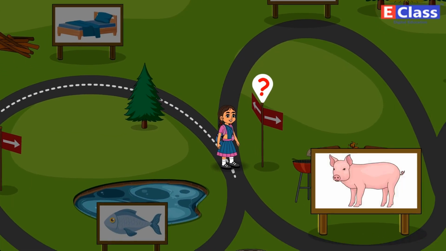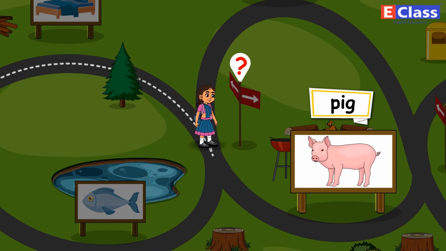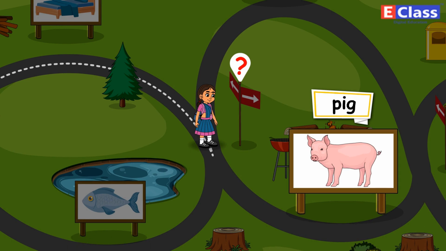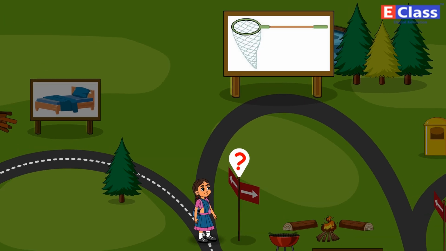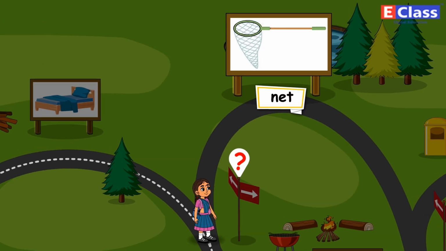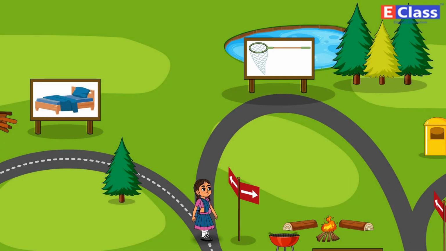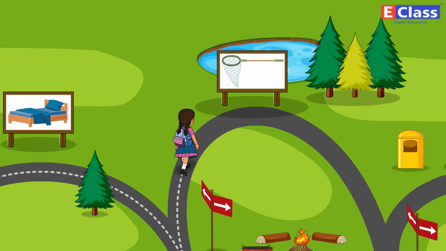Next, there is a pig in the picture. Does pig have the E sound in the middle? Oh no, it does not. Bela has to turn back. Let's find another way. Look over there. It is a net. Yes, net has the E sound. Great going. We are on the right path.